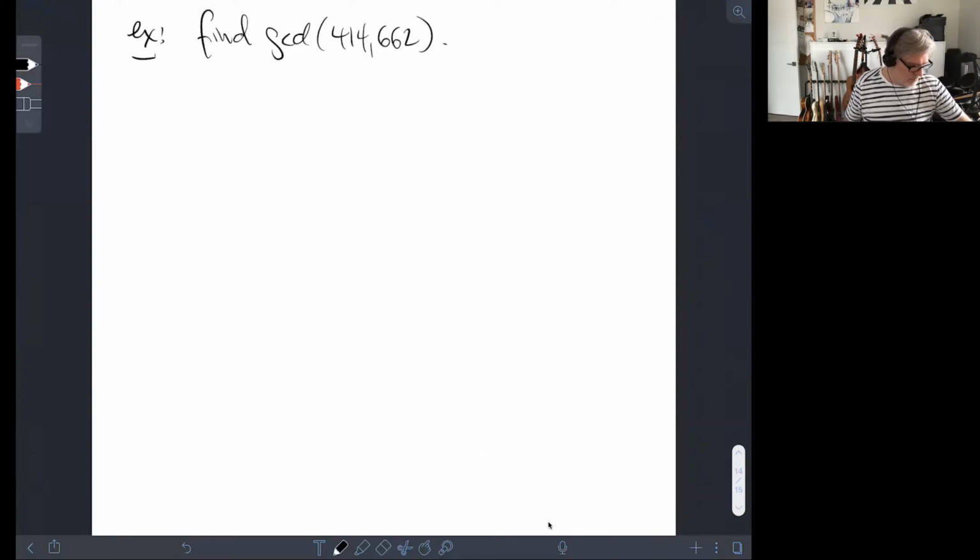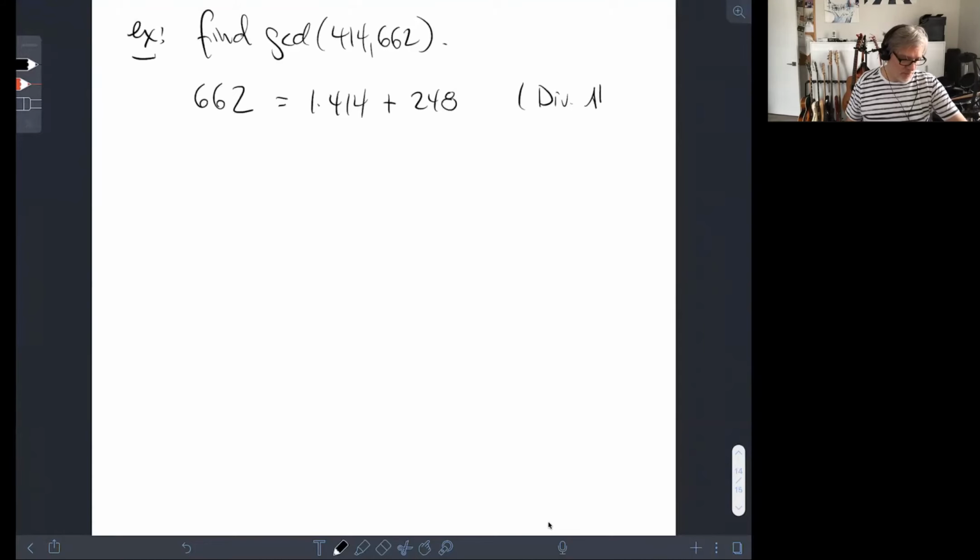So I take the biggest of the two numbers, 662, and express it using the division algorithm. This is 1 times 414 plus a remainder of 248. I'll write it here. I repeat now with 414 and 248.